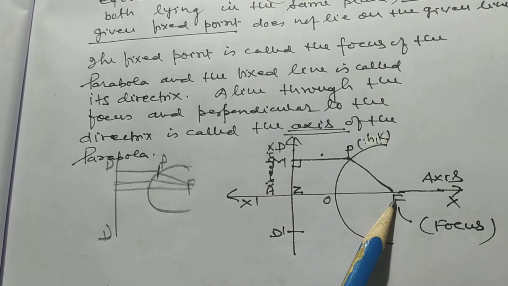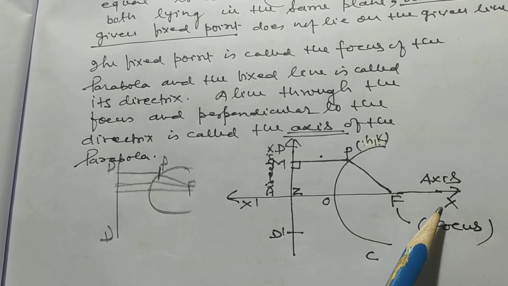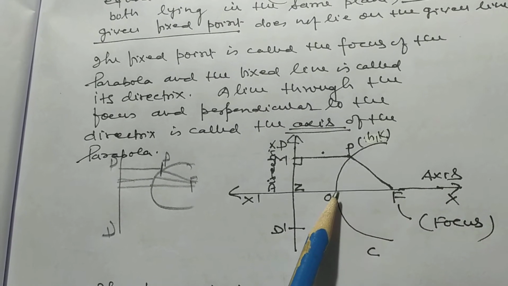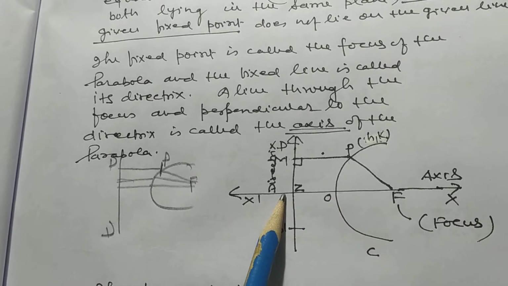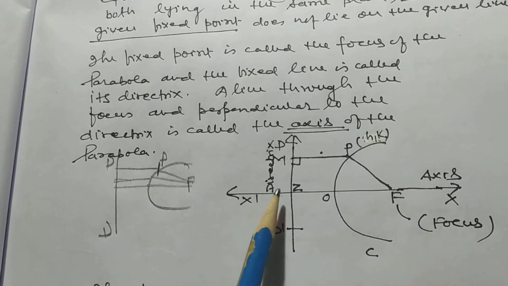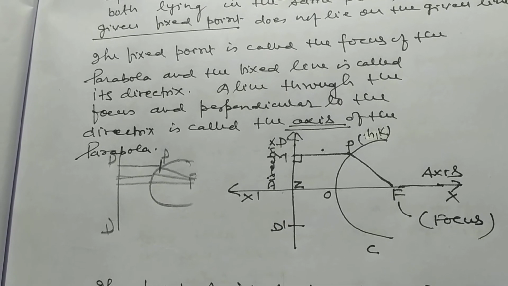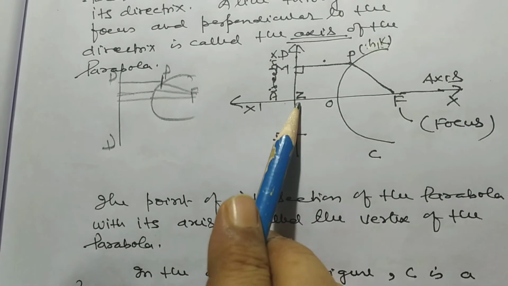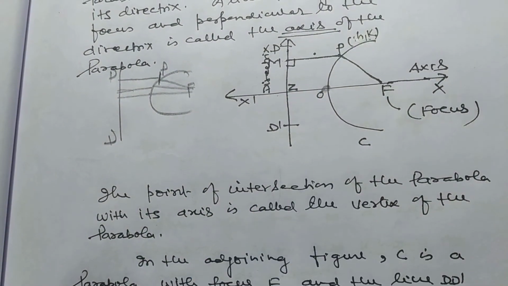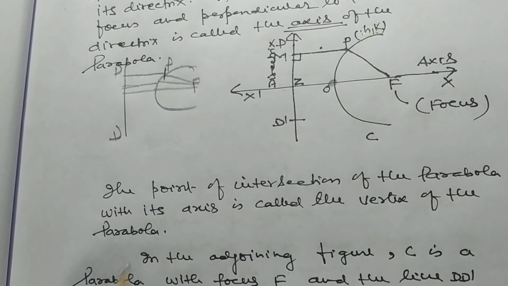At this point F is the focus, and the line which passes through the fixed point and is perpendicular to the directrix is called the axis of the parabola. The point of intersection of the parabola with its axis is called the vertex of the parabola.